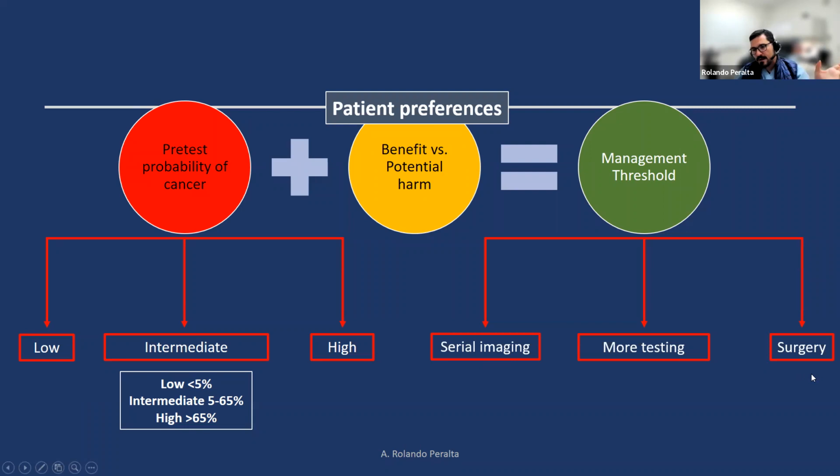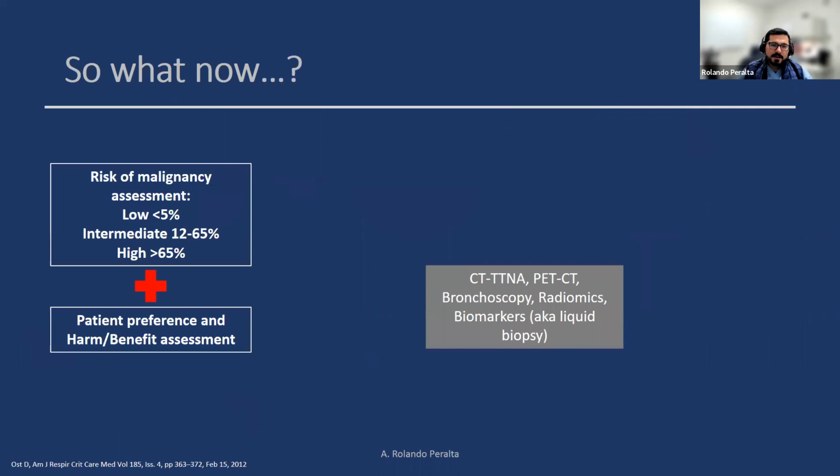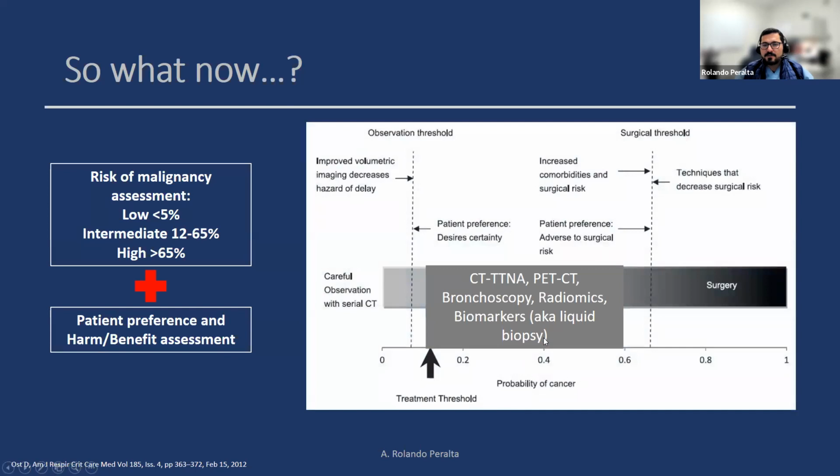If you're to the right of this, you're going to get surgery, and anything in between, we need more information because we can't really figure out yet what this is, all right? Management thresholds. Again, you've assessed preferences, harm-benefit assessment, and then you get this. Based upon the probability of cancer, you get an observation threshold and a surgical or treatment threshold. I'd like to call it treatment threshold.